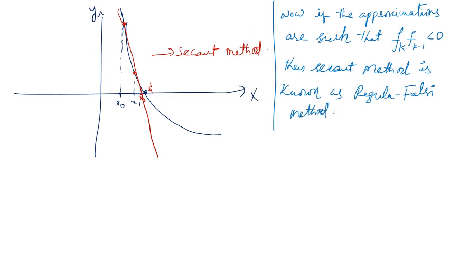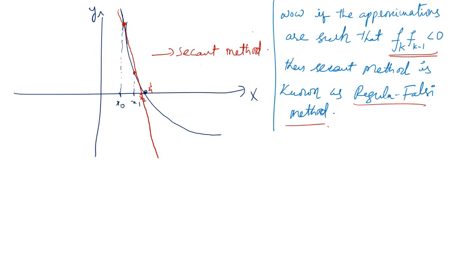Okay, let me explain this clearly. Now, what is the thing here? The condition is, if f(x_k) times f(x_{k-1}) is less than 0, intermediate value theorem. If I apply intermediate value theorem at each iteration in secant method, then that method is known as regular falsi method. Let me express this one graphically.